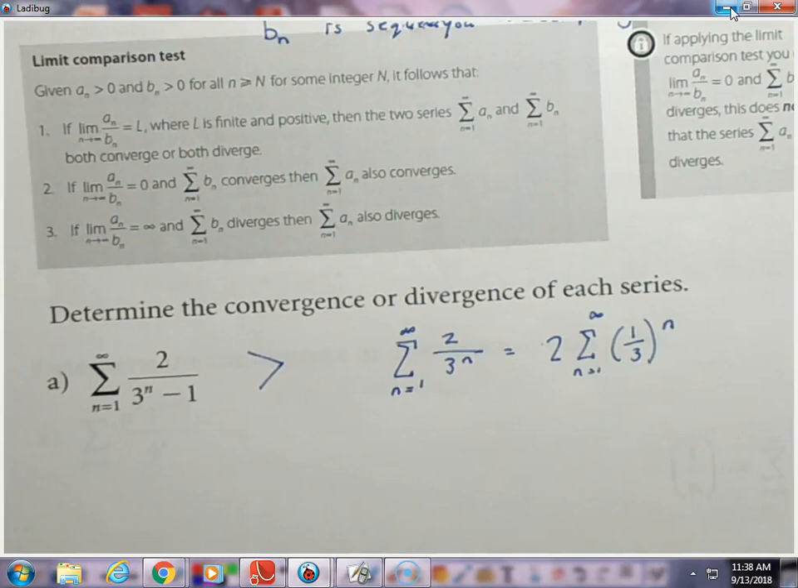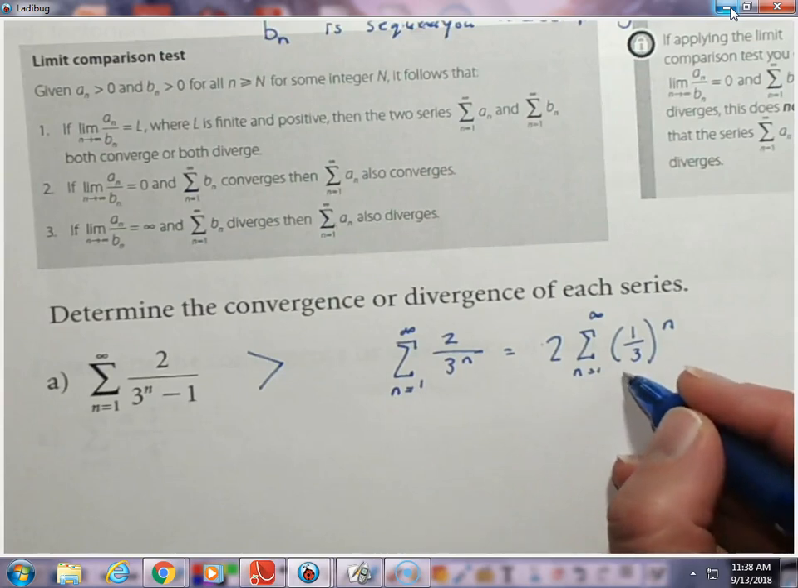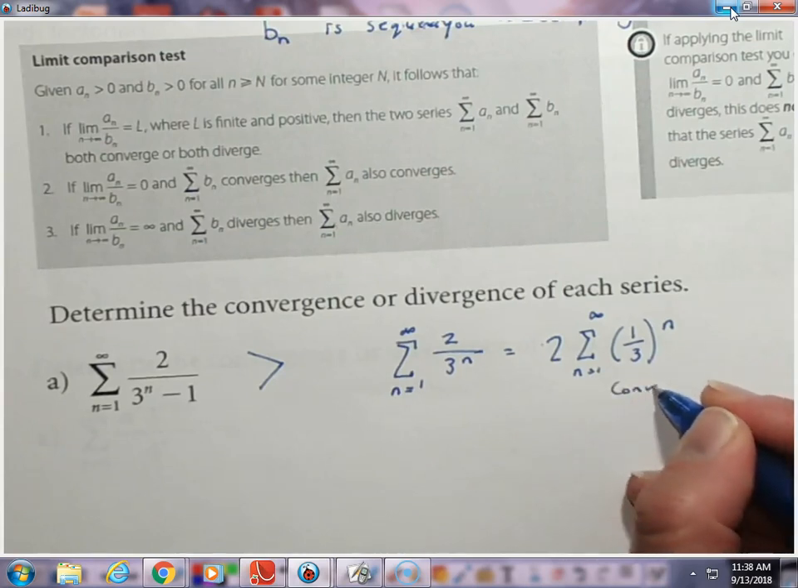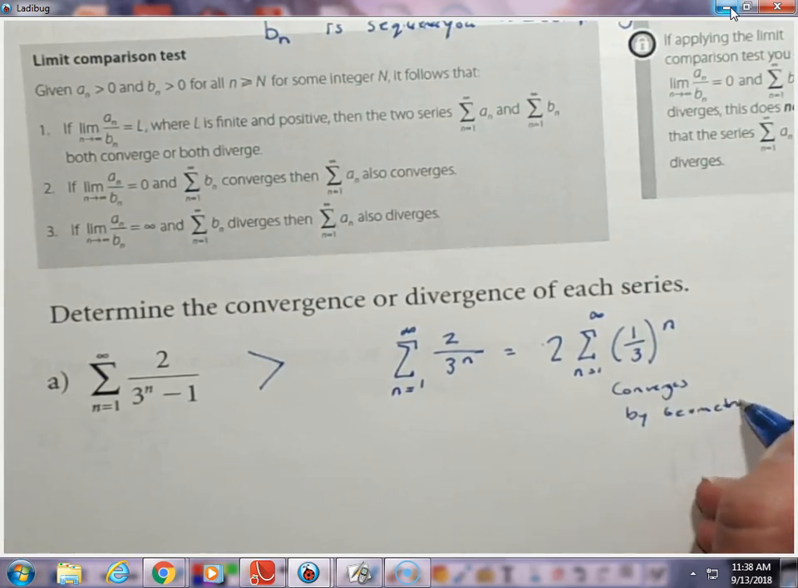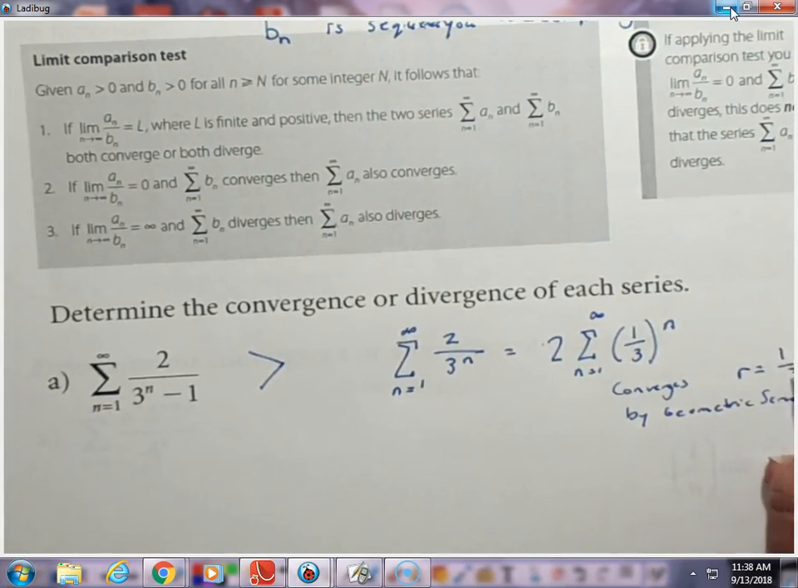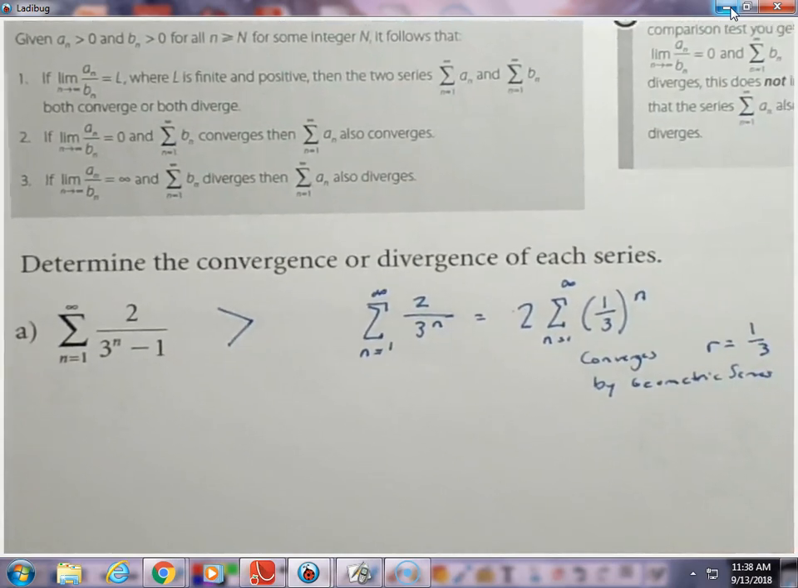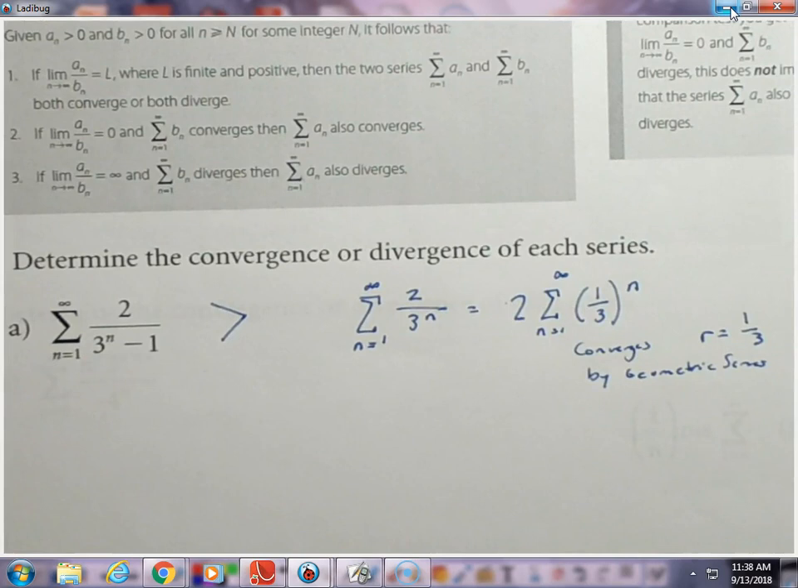Okay, what's the behavior of this one? Talk to me about this one. It converges. Okay, so it converges because it's a geometric series with r equal to 1/3. So I'm bigger than something that converges. Does that tell me anything? No, it really doesn't. I might converge to something a little higher, or I might diverge.